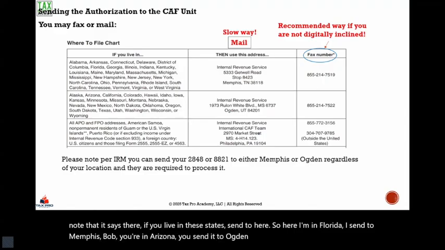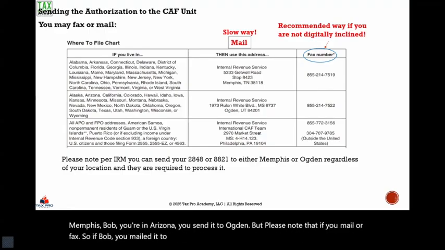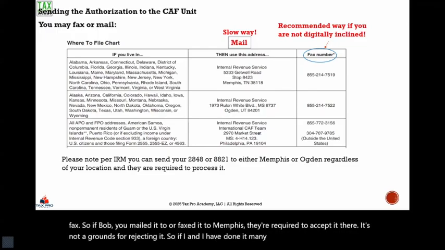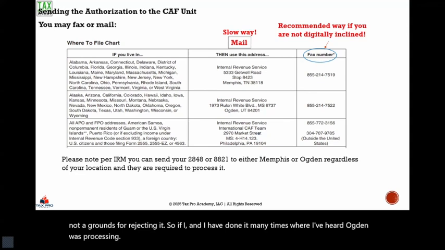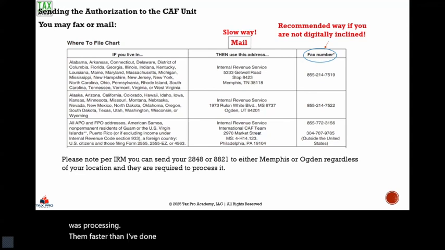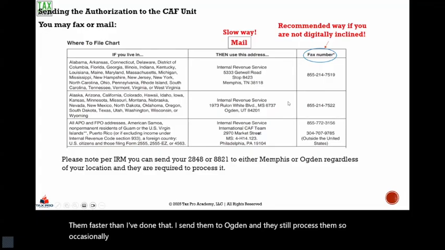But please note that if you mail or fax, so if Bob, you mailed it or faxed it to Memphis, they're required to accept it. It's not grounds for rejecting it. And I have done it many times where I've heard Ogden was processing them faster, so I send them to Ogden and they still process them. So occasionally that happens. I haven't faxed in quite a while because I typically do online nowadays.